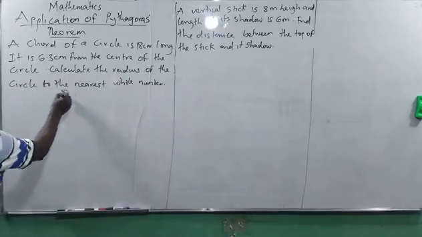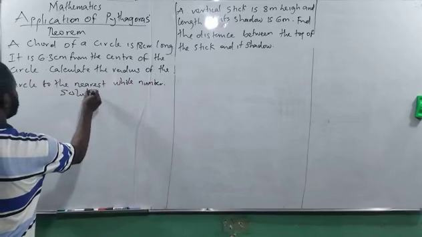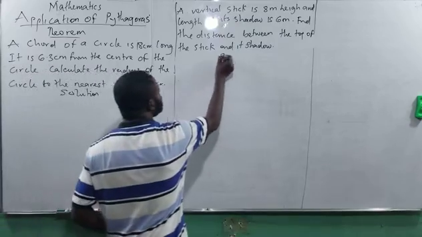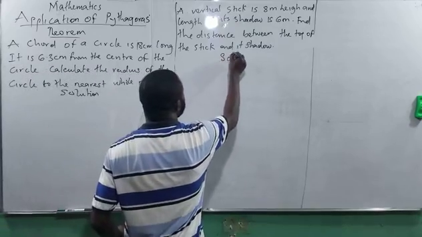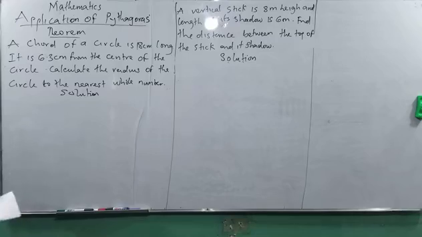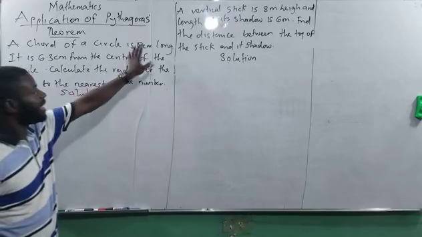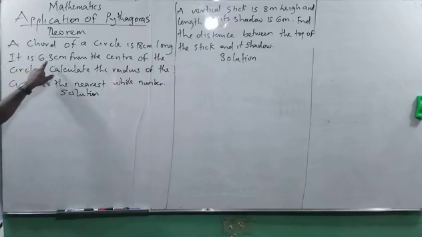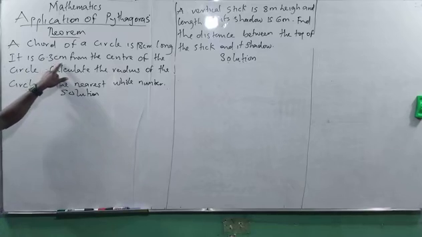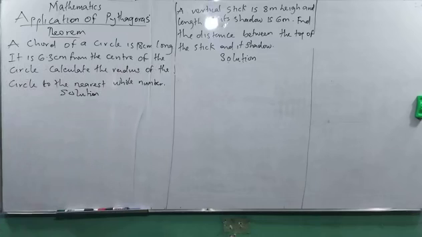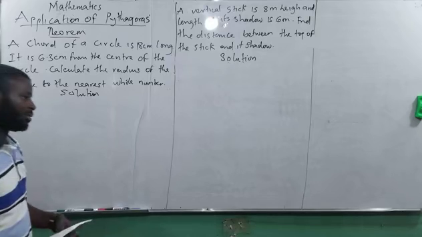Now, solution to this problem. Now I'm just giving you a different scenario. Let's try to solve. Now look at this one. A chord of a circle is 8 centimeter long. It is 6.3 centimeter from the center of the circle. Calculate the radius of the circle to the nearest whole number.